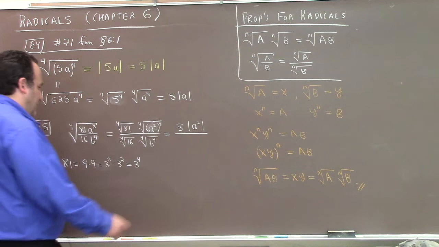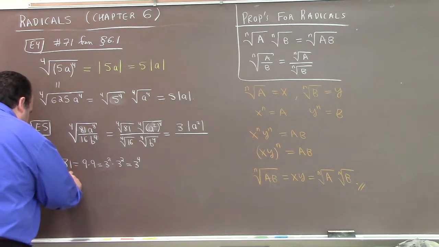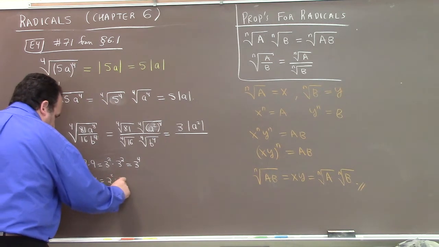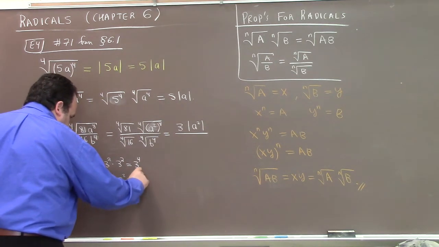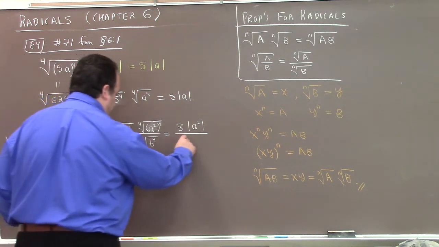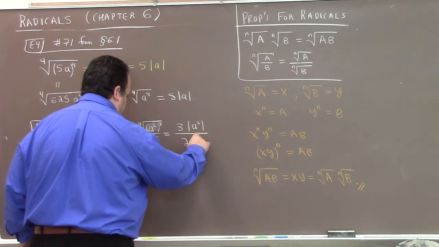And downstairs, what's the fourth root of 16? Well, 16 is 4 times 4, which is 2 squared times 2 squared, which is 2 to the power 4. So this fourth root of 16 is 2. So I get 2, and then that's absolute value of b.